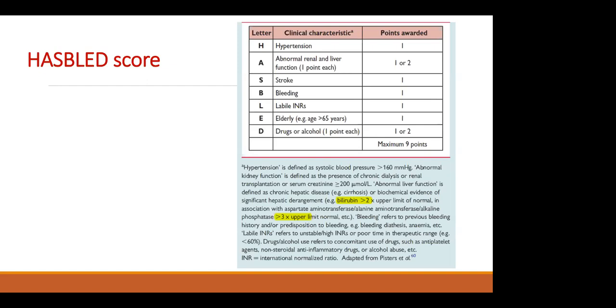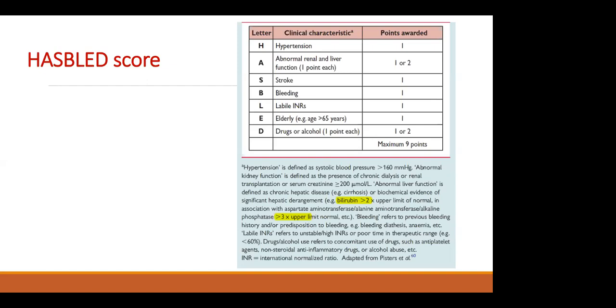Hypertension, if the systolic blood pressure is more than 160 millimeters of mercury, gives him 1 point. Abnormal liver function means liver enzymes elevated more than 3 folds and bilirubin more than 2. If it satisfies these criteria, give him 1 point. Abnormal renal function also, if the serum creatinine is more than 2, or the patient is on dialysis, you also take 1 point. Stroke, 1 point. Bleeding, if there is a history of bleeding. Labile INR, which means poor TTR, time in therapeutic range. If the time in therapeutic range is below 60%, it's 1 point if the patient is on warfarin. Elderly, 1 point.